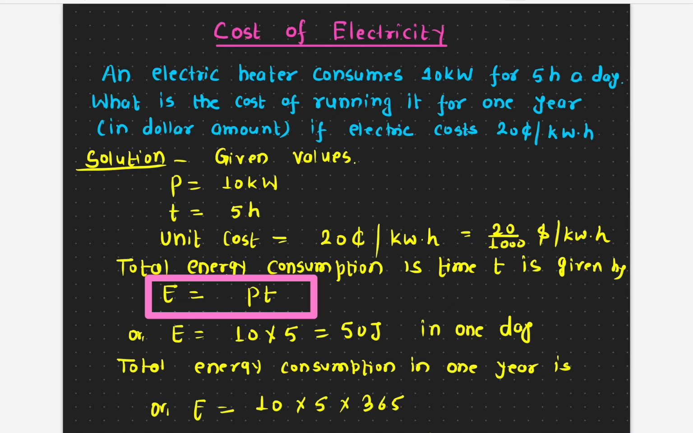So let's write down all the information we have. The power is 10 kilowatt, that's the power. The time is 5 hours in a day. That means in a day we're going to use it for 5 hours only. And the unit cost is 20 cents per kilowatt hour.